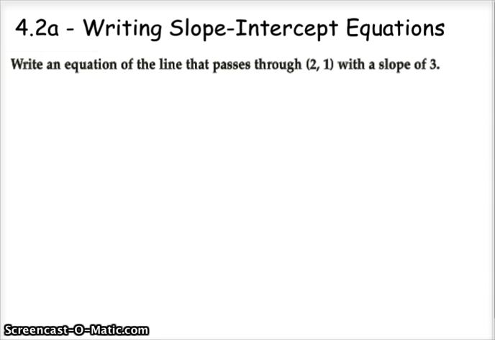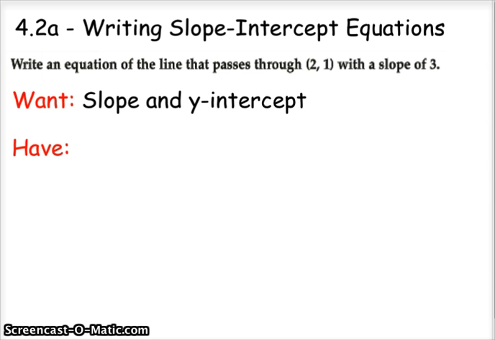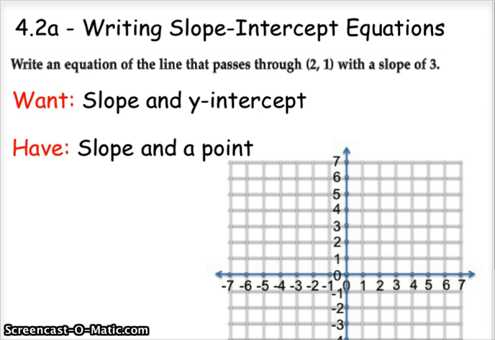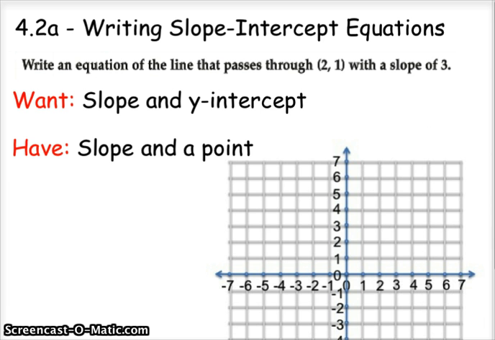Remember, for slope-intercept, we want the slope and y-intercept. However, in this case, we don't have our y-intercept. We do have our slope of 3, but we're given a slope and a point. So one way to do this would be to find our intercept through graphing. We could start at our point of (2, 1), and then apply our slope of 3, which is going up 3 over 1.